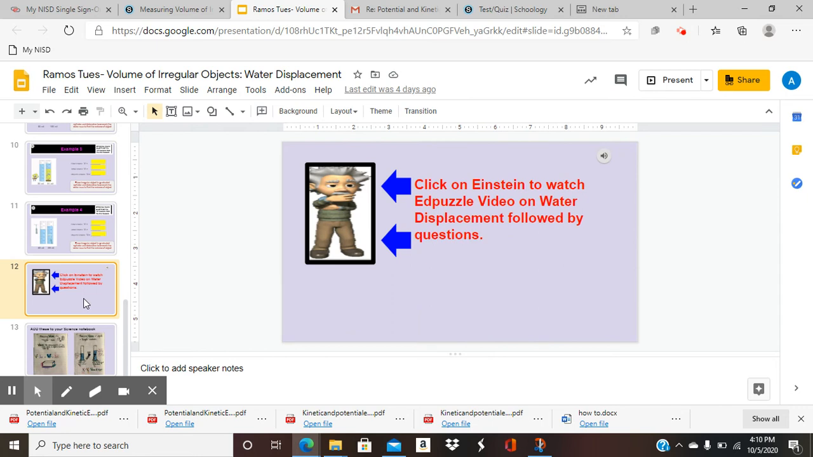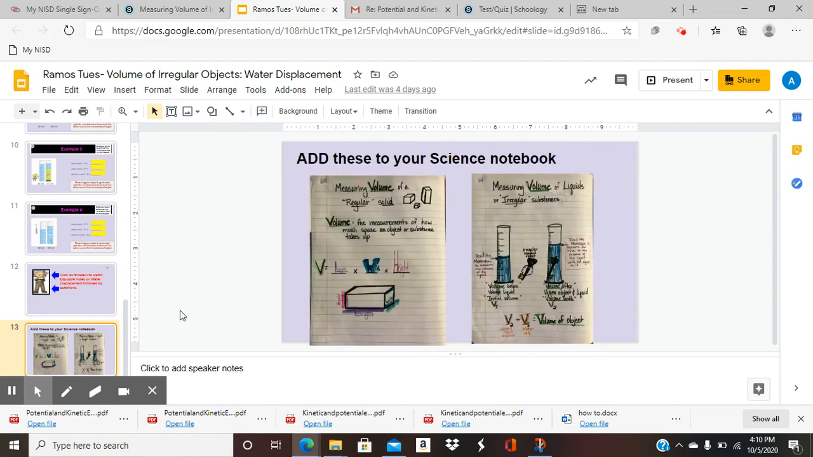On slide number 12, you're going to click on the Einstein to watch the Edpuzzle video on water displacement followed by questions. And then slide 13, add these to your science notebook. Copy these images into your science notebook, which gives you a better understanding of irregular substances. Just remember that when you want to get the volume of an irregular object, you're going to use water displacement by using a graduated cylinder.